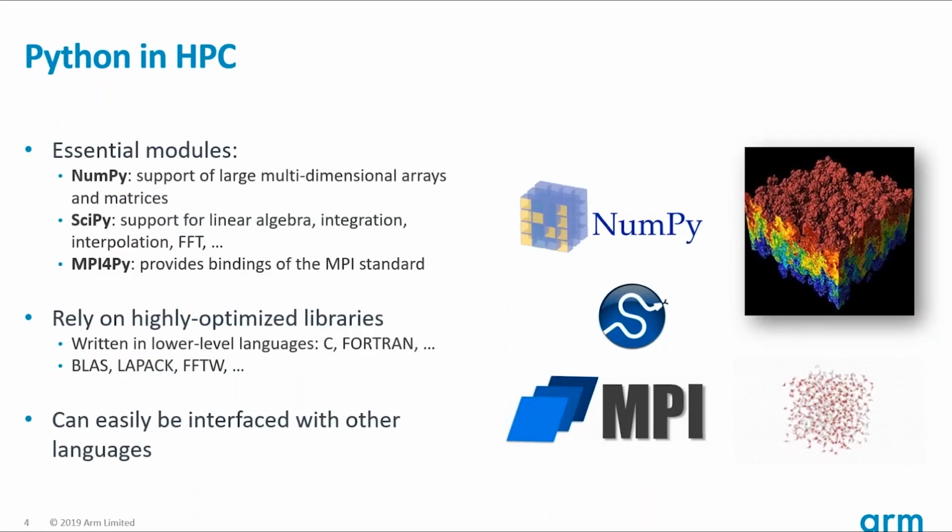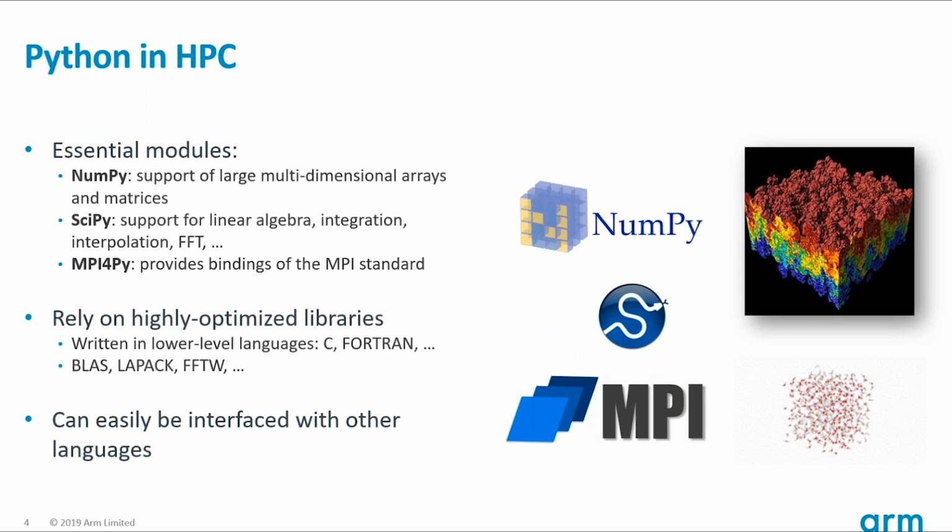So from what we've shown before, we understand that Python is suitable for scripting workflows or prototyping algorithms. But it is also able to execute performant parallel code too. For this, modules like NumPy, SciPy, or mpi4py exist. They rely on highly optimized libraries widely used in HPC, such as BLAS and LAPACK libraries for linear algebra, or FFTW for signal processing.